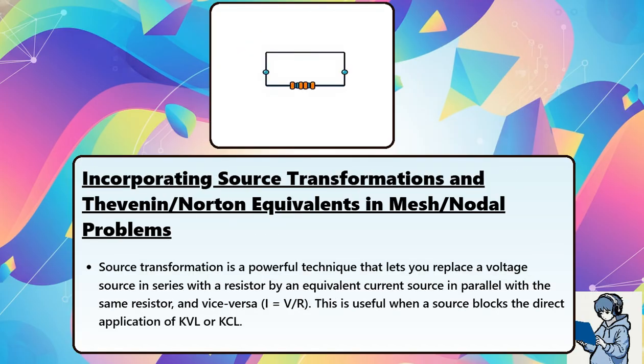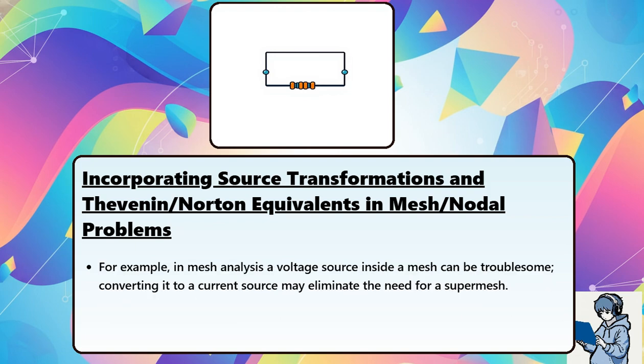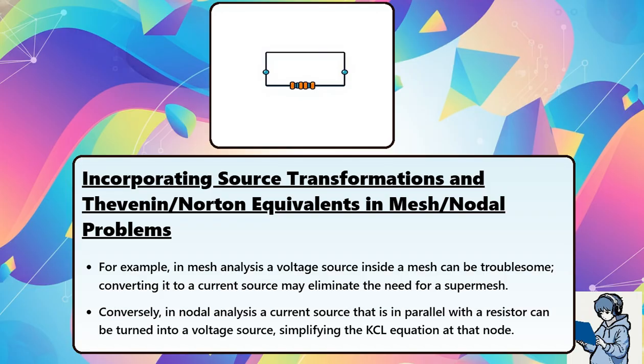Source transformation is a powerful technique that lets you replace a voltage source in series with a resistor by an equivalent current source in parallel with the same resistor, and vice versa. I equals V over R. This is useful when a source blocks the direct application of KVL or KCL. For example, in mesh analysis, a voltage source inside a mesh can be troublesome. Converting it to a current source may eliminate the need for a supermesh. Conversely, in nodal analysis, a current source that is in parallel with a resistor can be turned into a voltage source, simplifying the KCL equation at that node.